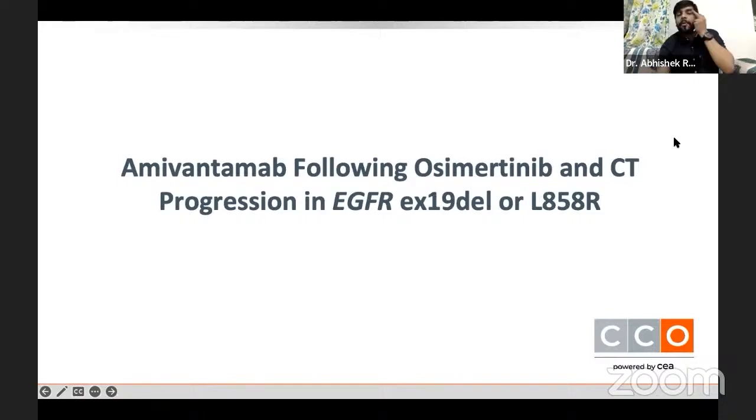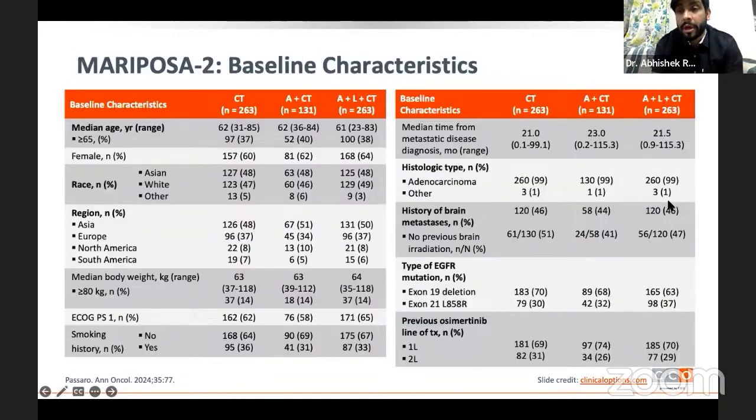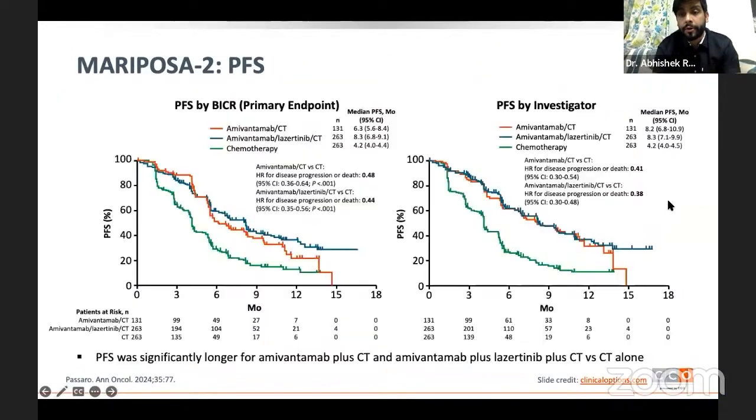you can add amivantamab to chemotherapy. Amivantamab is an interesting drug, and this was something presented in the Mariposa trial, that if the patient progresses on previous osimertinib, this was a 3-arm study where patients received chemotherapy plus amivantamab, lazertinib, amivantamab with chemotherapy, and chemotherapy alone. Compared to this, you can see here that the results in both ami-laser and ami-chemotherapy are similar, and much superior to utilizing chemotherapy in the second line if the patient has progressed on osimertinib. So that is one of the options that is there.